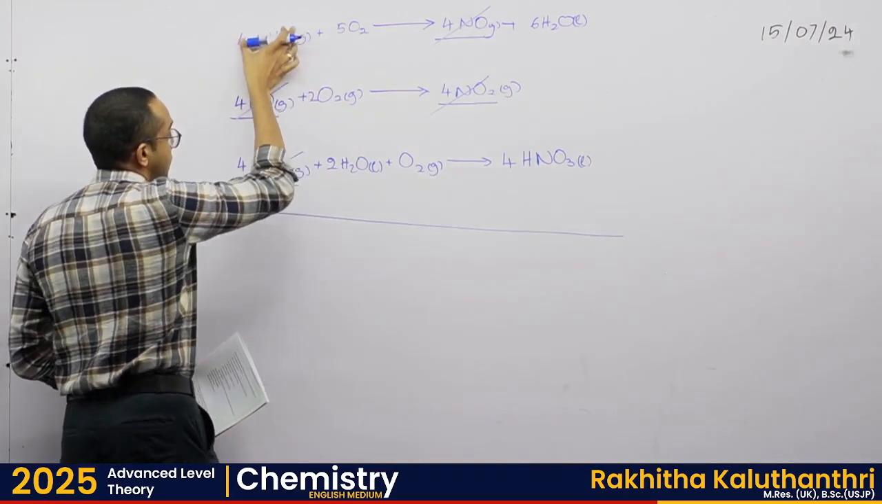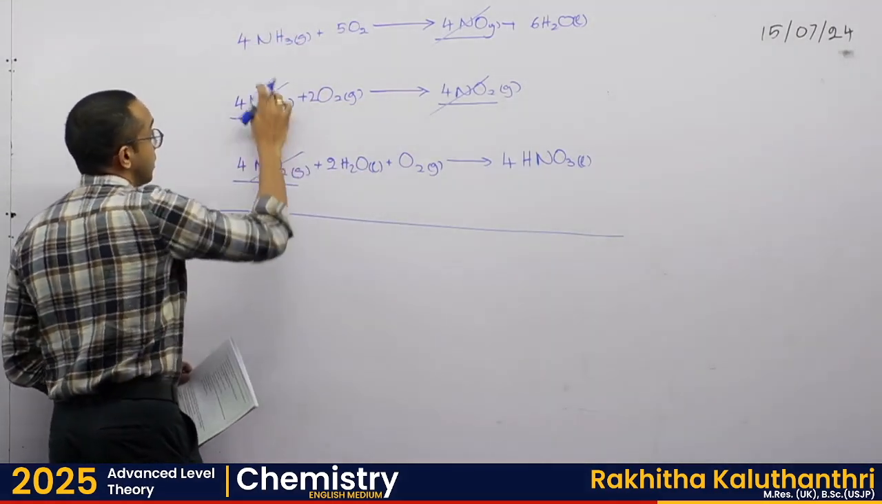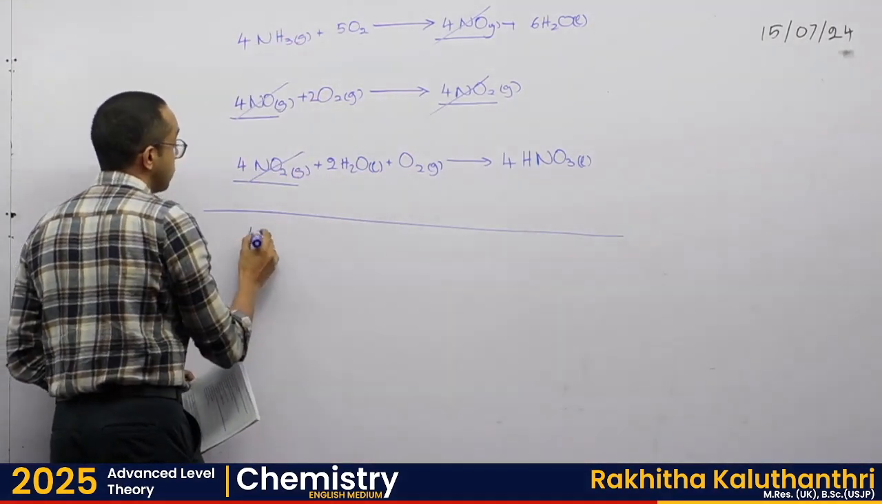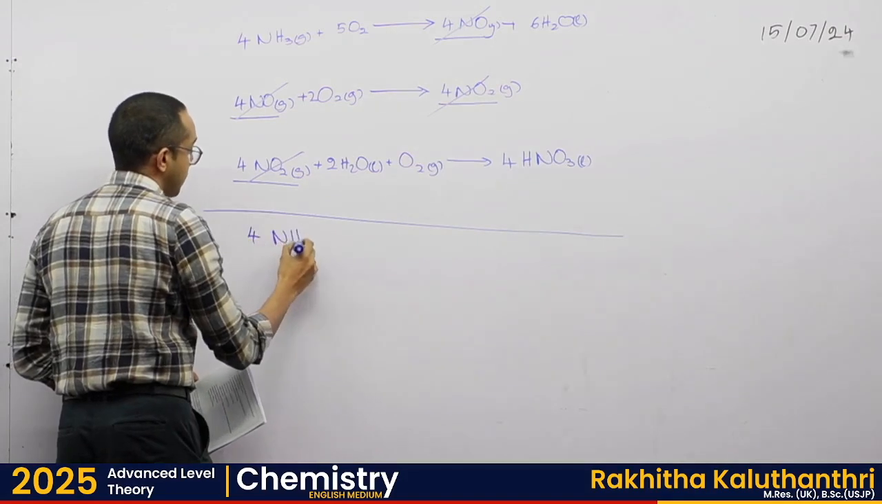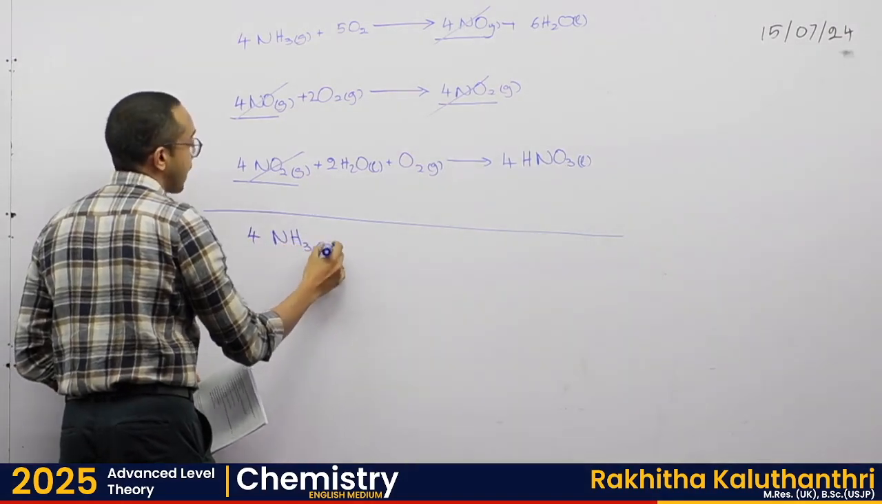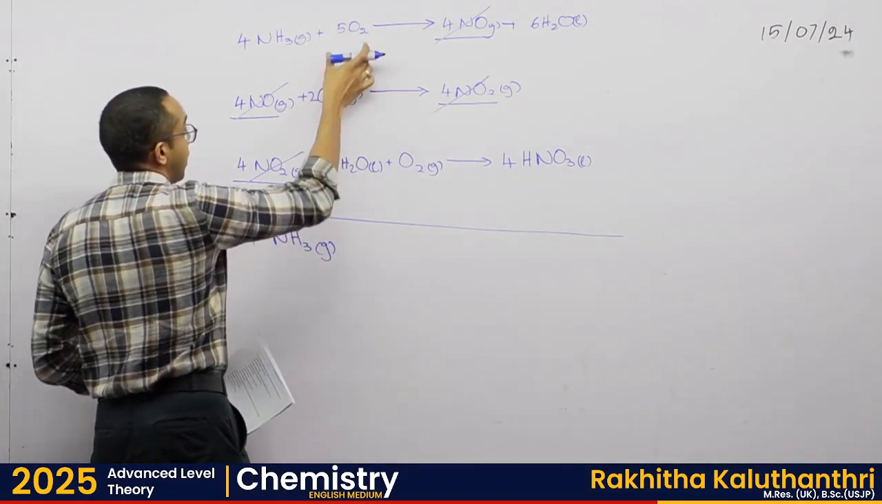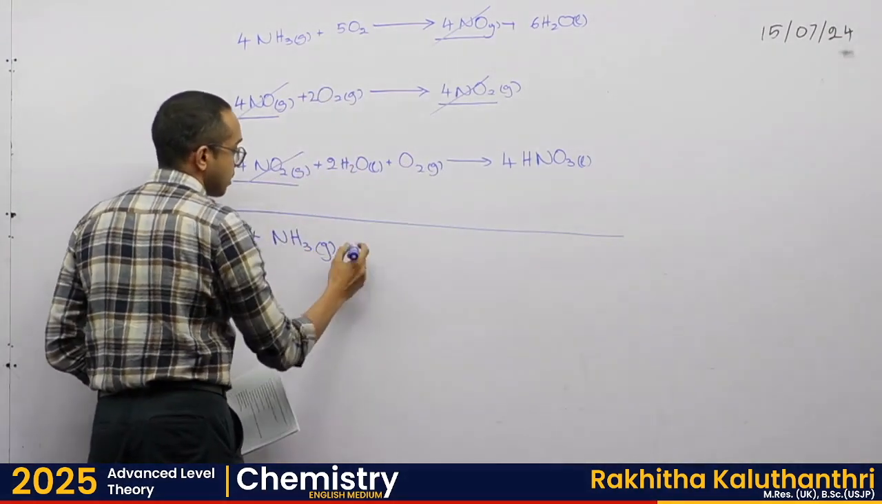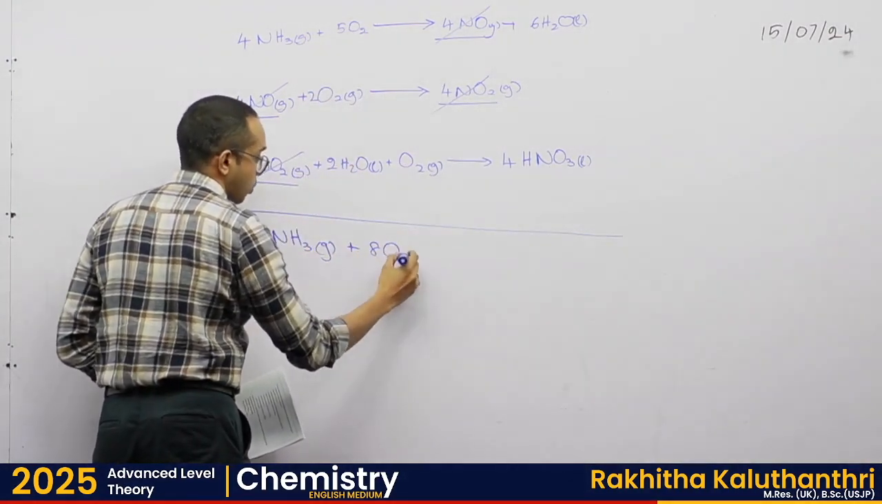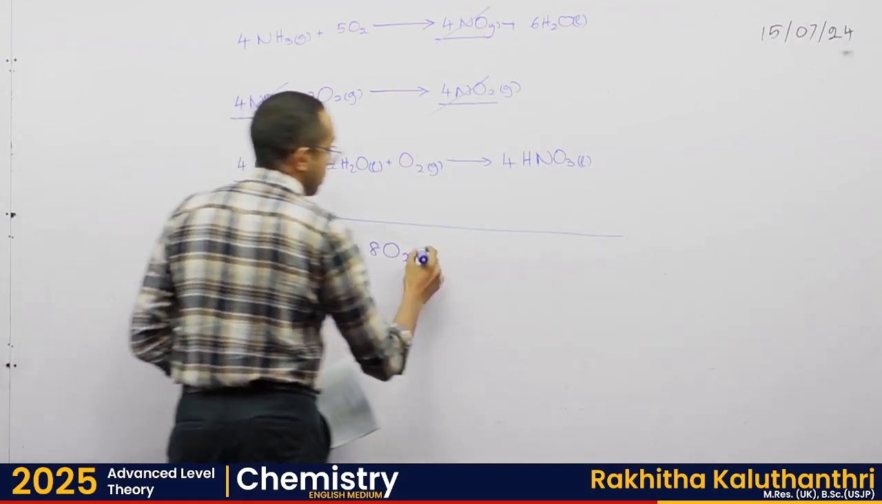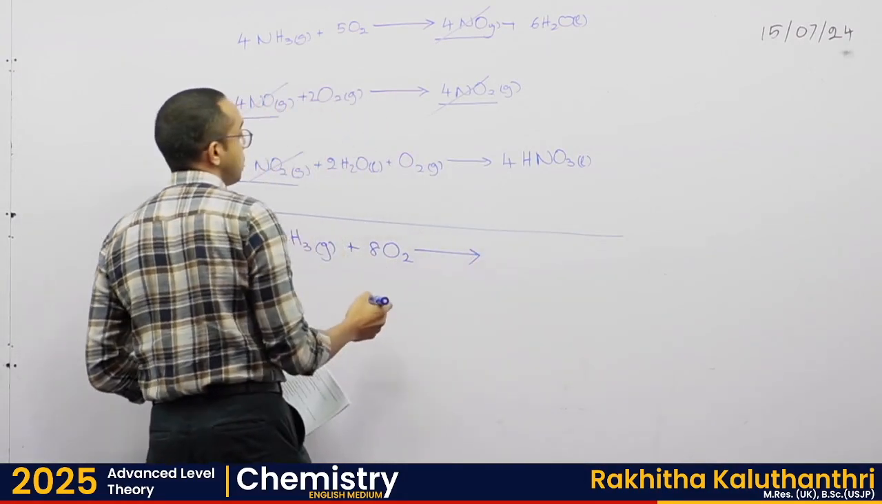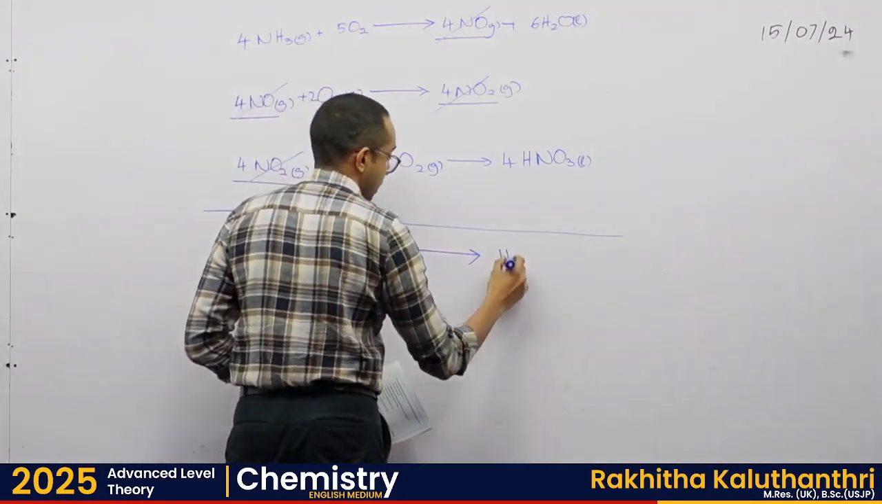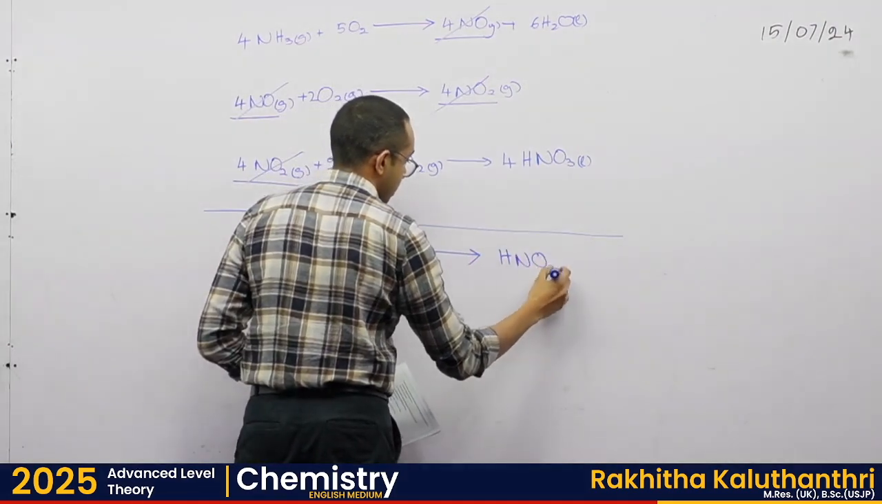We'll see. So first of all, on this side we have 4 NH3, ammonia gas, and then we have 5 oxygens, 7 and 8, let's say plus 8 O2, turns into HNO3, 4 of them.